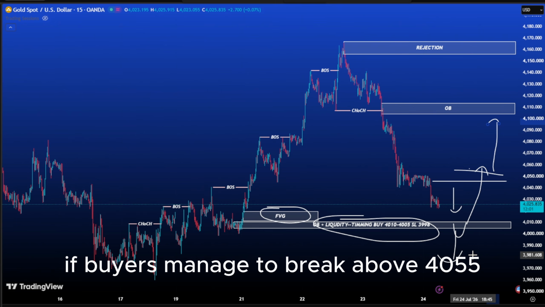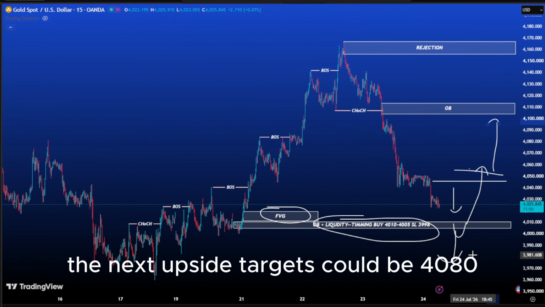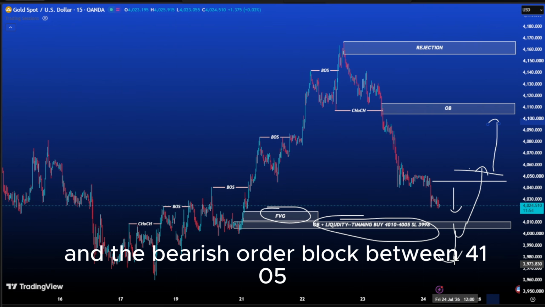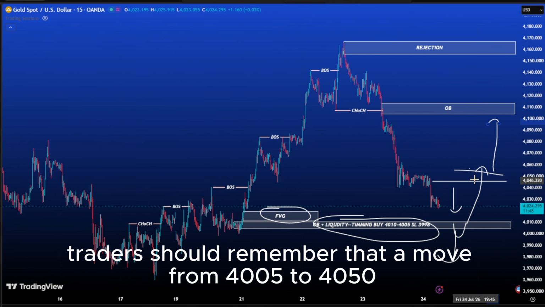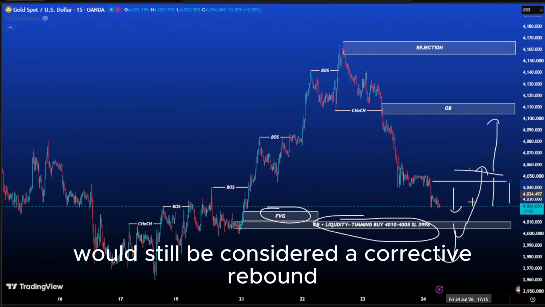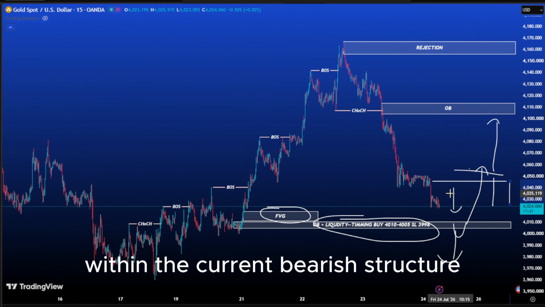If buyers manage to break above 4,055, the next upside targets could be 4,080 and the bearish order block between 4,105 and 4,112. However, traders should remember that a move from 4,055 to 4,060 would still be considered a corrective rebound within the current bearish structure.